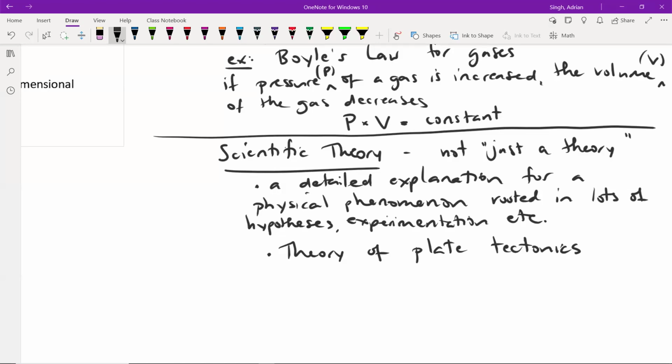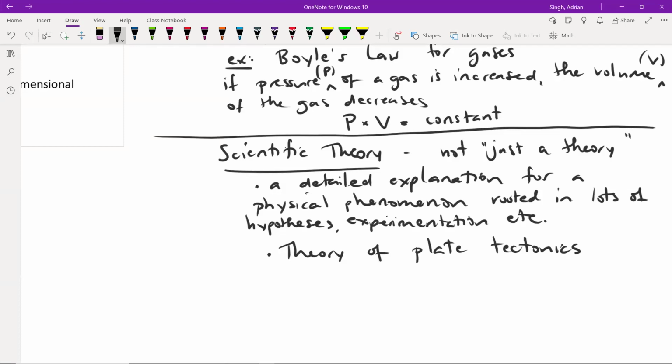All that information, that theory, is based on lots and lots of observations, lots of experimentation, lots of hypotheses, etc. Okay, so the theory of plate tectonics, that is not just a theory, that actually is an explanation that we rely on heavily to talk about, for example, earthquakes that happened recently in Oklahoma, earthquakes on the West Coast, earthquakes over in Japan and other places, and volcanism as well.